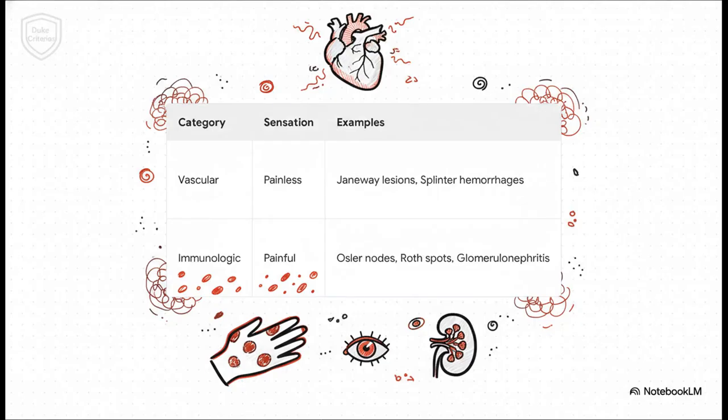And here's the key to telling points 3 and 4 apart. Vascular phenomena are the direct result of emboli, and because of that, they are painless. These are your Janeway lesions. Immunologic phenomena, on the other hand, are immune complex mediated, and they are painful. Those are your Osler nodes. Seriously, remembering painless Janeway versus painful Osler is absolutely essential.